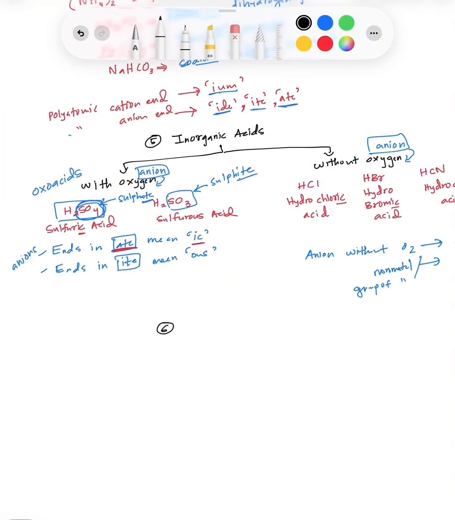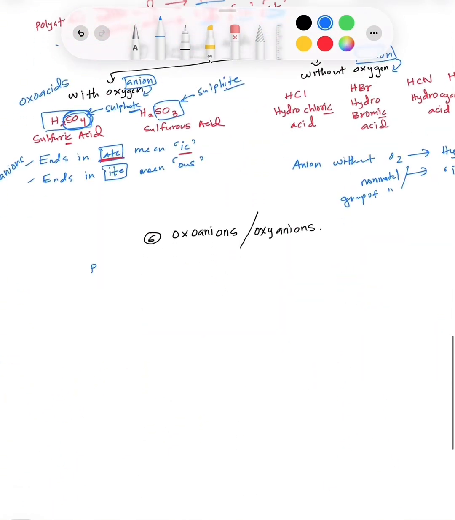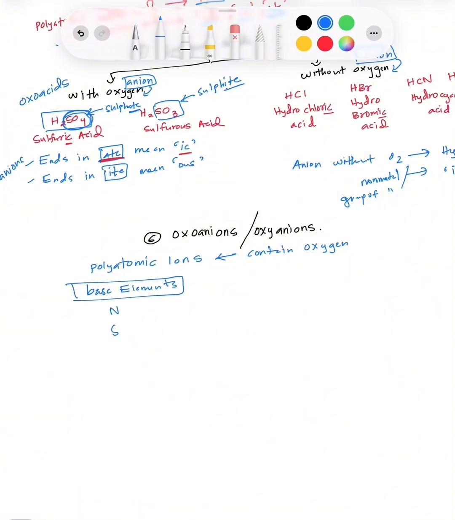and last but not least is oxo anions, or else we call them oxy anions sometimes. So both are the same, oxo anions or oxy anions. We learned polyatomic ions now. They are polyatomic ions, but they contain oxygen. That's it, we say oxo anions or oxy anions. Here there are some base elements, like usual ones. They are nitrates, sulfates and chlorates.